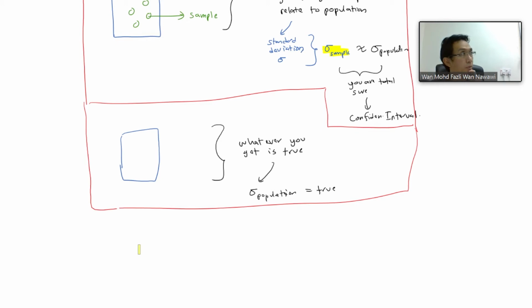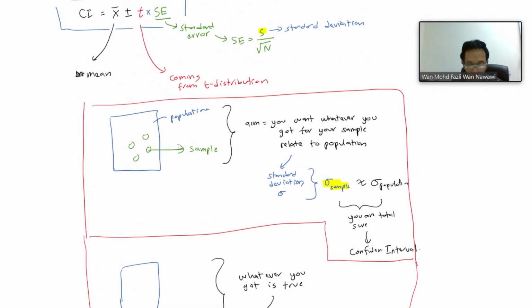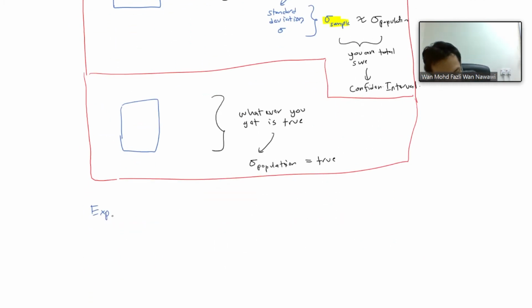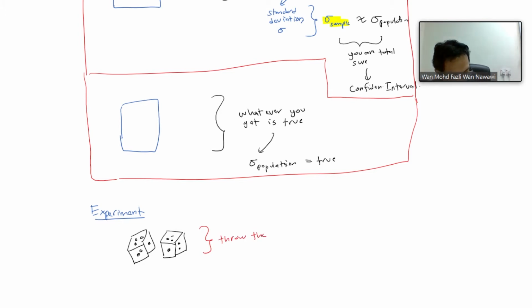Let's say you do the experiment, because maybe it's not clear why we want to talk about sample and population with the DOE. So the idea is this: when you deal with an experiment, you want to see the average. Let me give an example: you have a dice, and then let's say you have two dice. You throw the dice, this is your experiment, you throw the dice 50 times.